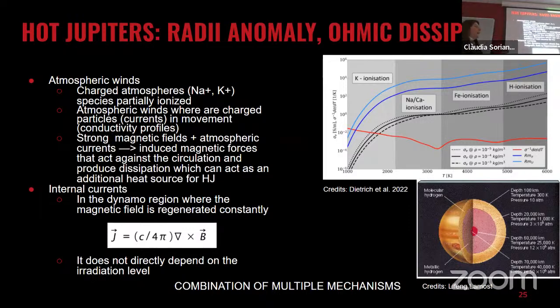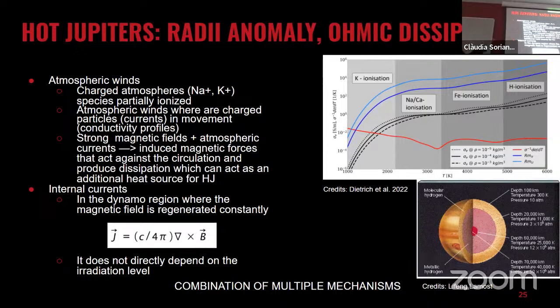Ohmic dissipation can be studied from two different points of view: the deposition of this energy in the atmospheric region, or in the internal region, a deeper region in the planet. Hot Jupiters have high temperatures. These high temperatures ionize some materials such as sodium and potassium. And these particles are in movement because there is a strong wind due to the high temperature difference that we mentioned before. These strong winds coupled with the internal magnetic field of the hot Jupiters induce forces, and the movement of these currents dissipates energy, which could be a possible mechanism to explain the inflated radii. In this case, the deposition of the energy would be at atmospheric level.